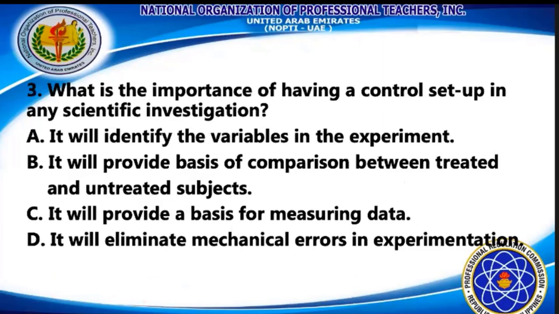Next, three. What is the importance of having a control set up in any scientific investigation? A, it will identify the variables in the experiment. B, it will provide a basis for comparison between treated and untreated subjects. C, it will provide a basis for measuring data. And D, it will eliminate mechanical errors in experimentation. So when we say control set up, there is a control and uncontrolled. What is the purpose of that? What's the importance in any scientific investigation?